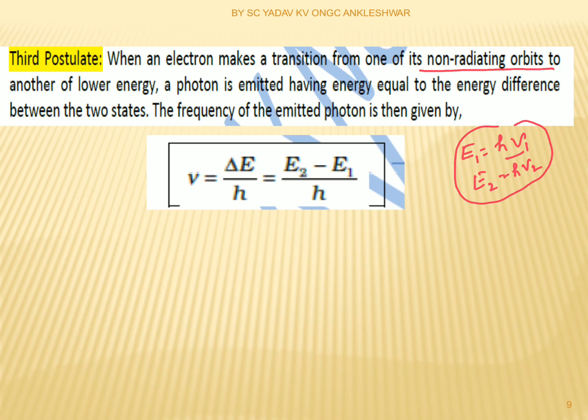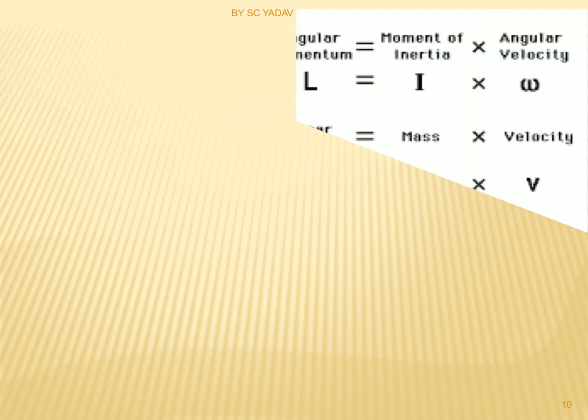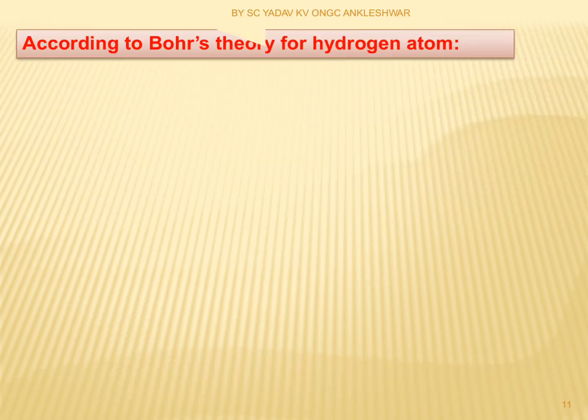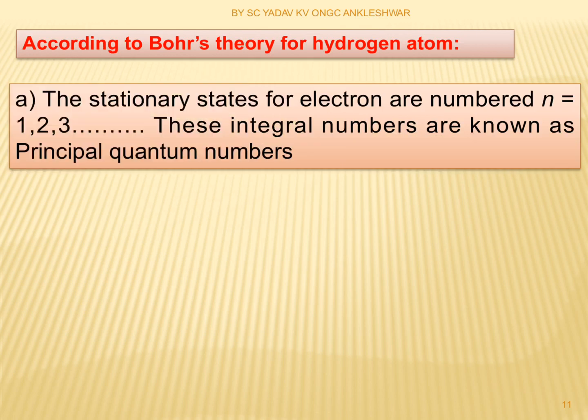So these are very important concepts which are derived from Bohr's model of the atom, the theory for the hydrogen atom. According to Bohr's model of atom for the hydrogen atom, these are the concepts we have discussed.